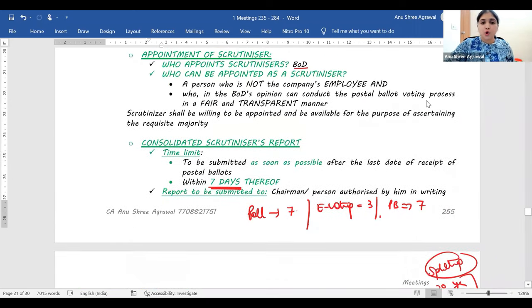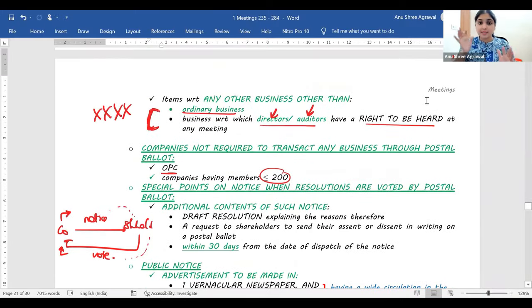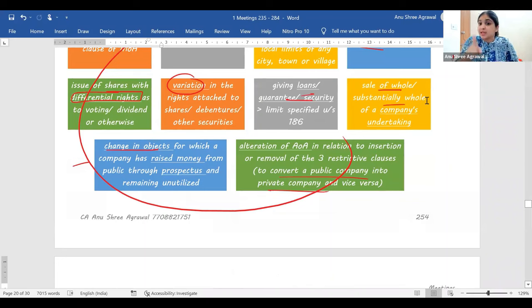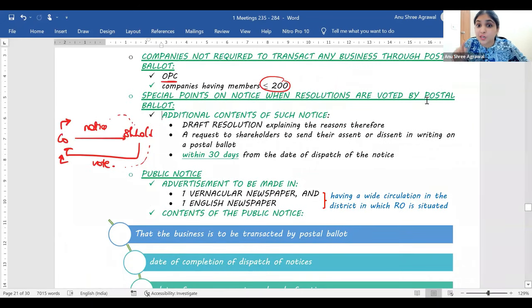Okay, guys. So what are the concepts we learned under postal ballot? Postal ballot, we said, is not mandatory for every company. It is mandatory only in these matters, and that too only for companies which are not 1% companies and companies which have more than 200 members. If I'm a 1% company, or a company with up to 200 members, even for these matters postal ballot is not required. Then we learned other matters depend upon the company. But come what may, ordinary business, postal ballot is not allowed. Matters where I have to give an opportunity of being heard, an opportunity to speak to directors and auditors, for these matters also postal ballot is not allowed.